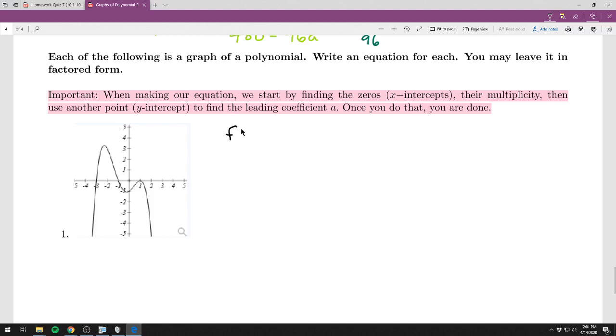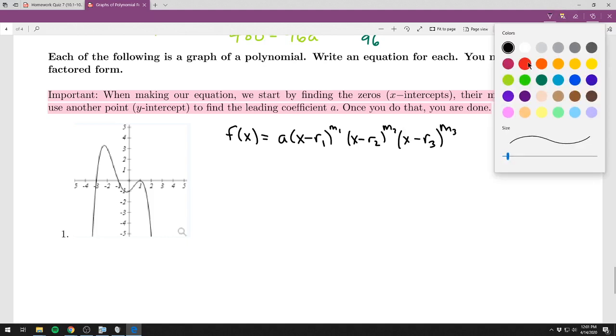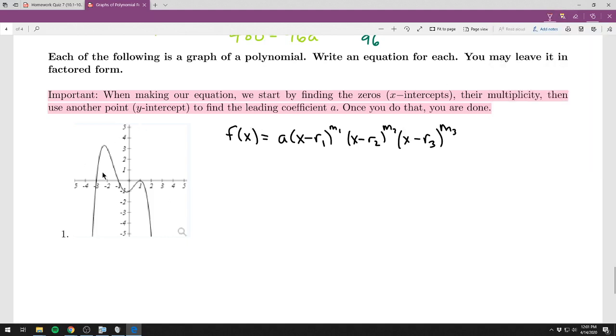We'll go ahead and start this one by writing down the formula again. F of x equals a times x minus r1 to the m1 power, x minus r2 to the m2 power, x minus r3 to the m3 power. Right. I stopped at 3 because a zero is the same thing as an x-intercept, and we have 3 of them.